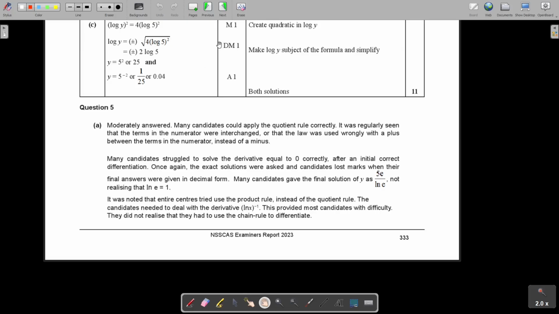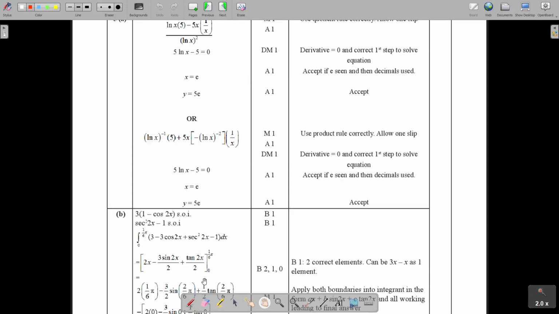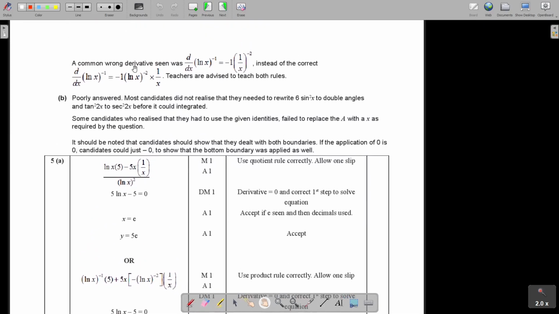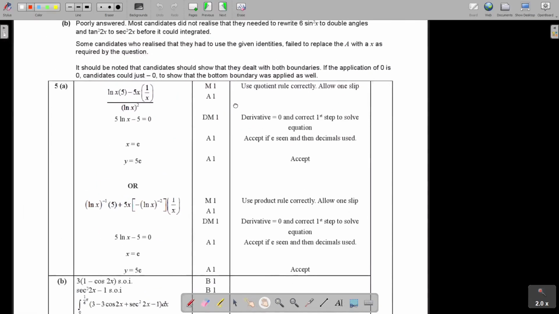Okay, I think that would have been a more difficult way. Then if I look at this, a common wrong derivative seen is if they did this instead of the correct one. Okay, the teachers are advised to teach both rules and not to just keep to one.